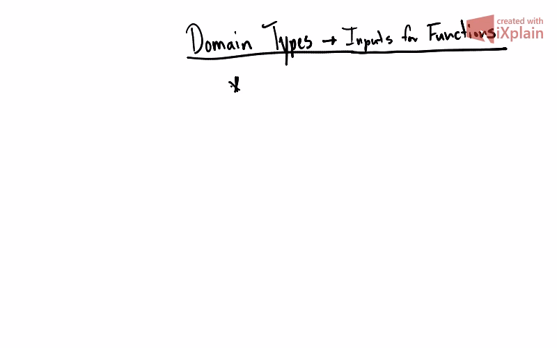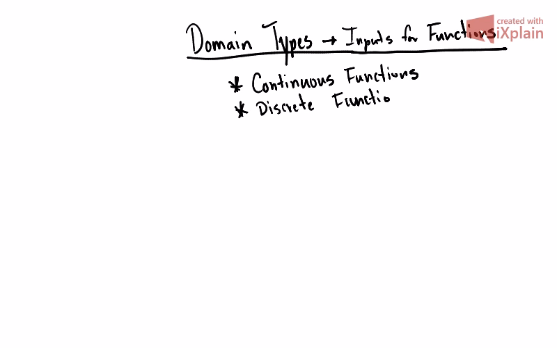There is a continuous function, which is what most students learn about in high school. Then there are other types of functions: discrete functions. So let's look at what a continuous function looks like. I'll use a graphical representation to show this.